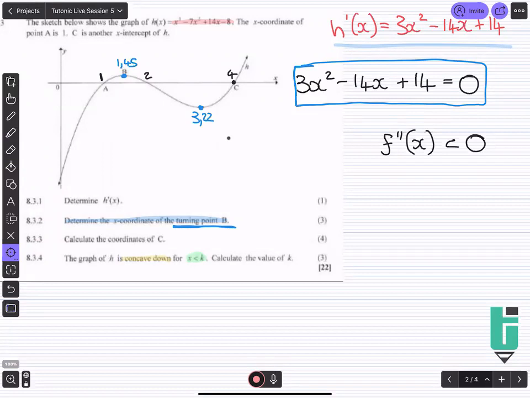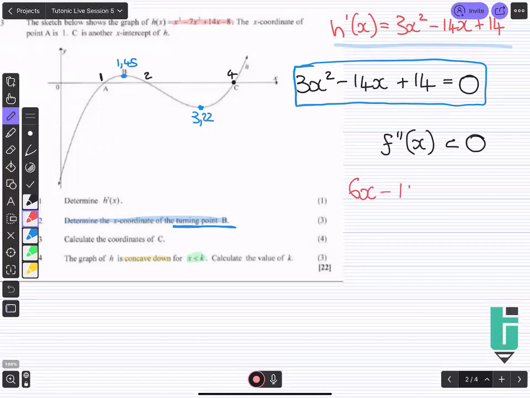So let us find the second derivative. What's the second derivative, Hamza? It will be 6x minus 14. 6x minus 14 equals 0? No, it must be less than naught. So there's the trick. Because some of you find the second derivative and want to put it equal to naught. If you put it equal to naught, what would you be finding, by the way?